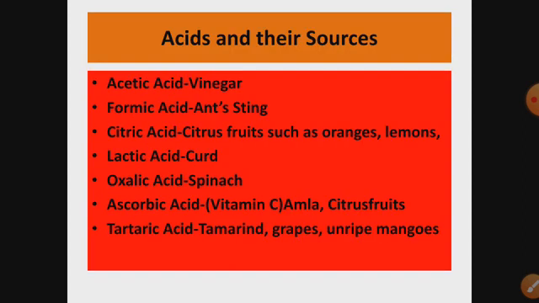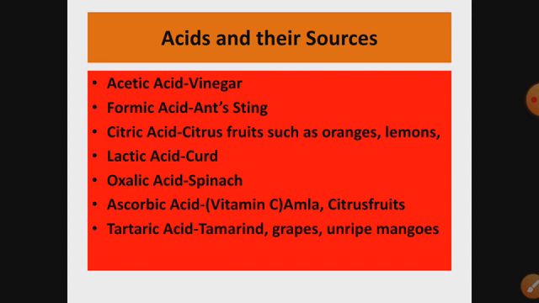Now, acids and their sources. Today we will begin with these three chemicals and out of them we will discuss acids. Vinegar has acetic acid. An ant's sting has formic acid. That's why whenever an ant stings us, we feel some kind of irritation or get hurt because of the formic acid which is released by the ant's sting.